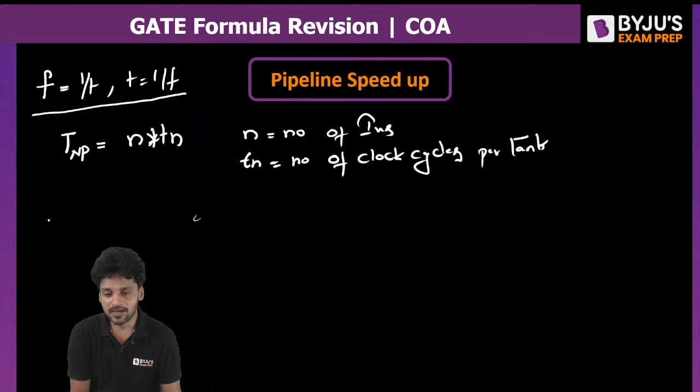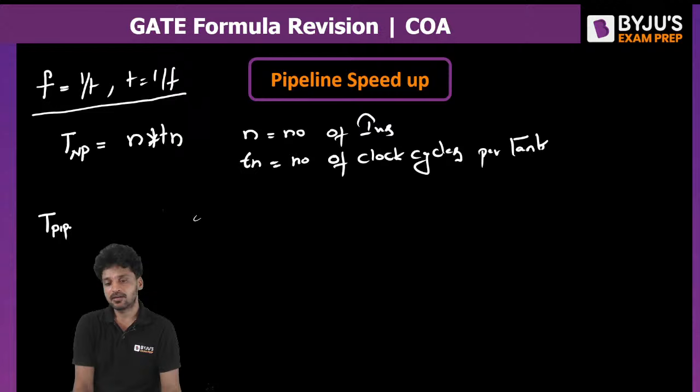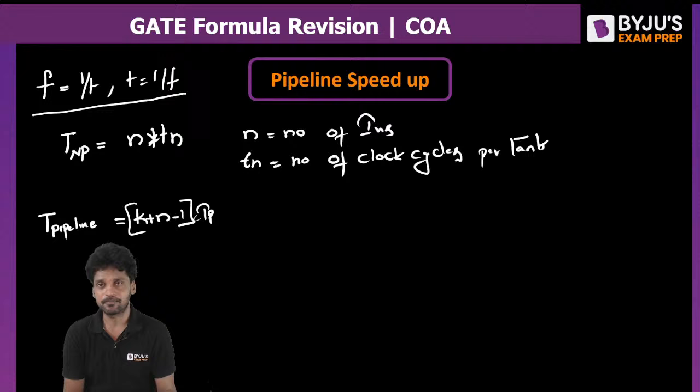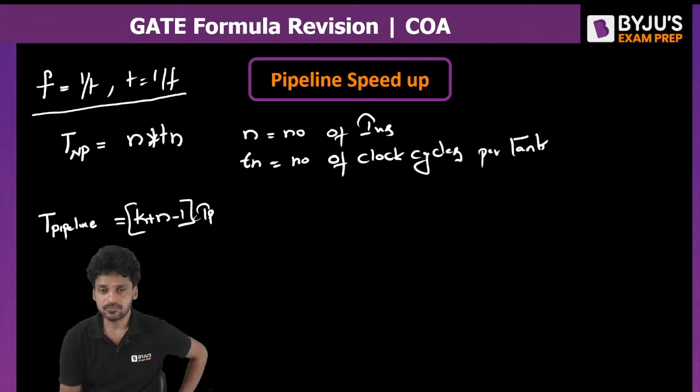Okay, and the time in a pipeline system, I would say, T pipeline for n tasks is equal to (k plus n minus 1) into tp. See, this can be very simply perceived. I request you people to go through at least the pipeline topic before you go to the GATE exam. I have taken the pipeline topic in the earlier classes. K plus n minus 1 into tp.